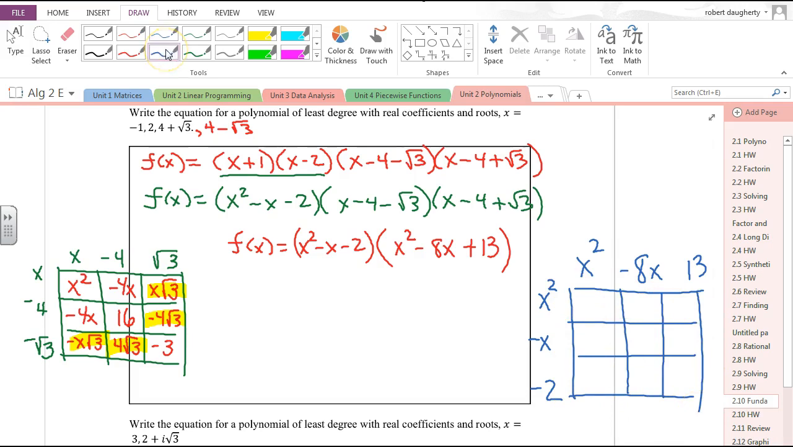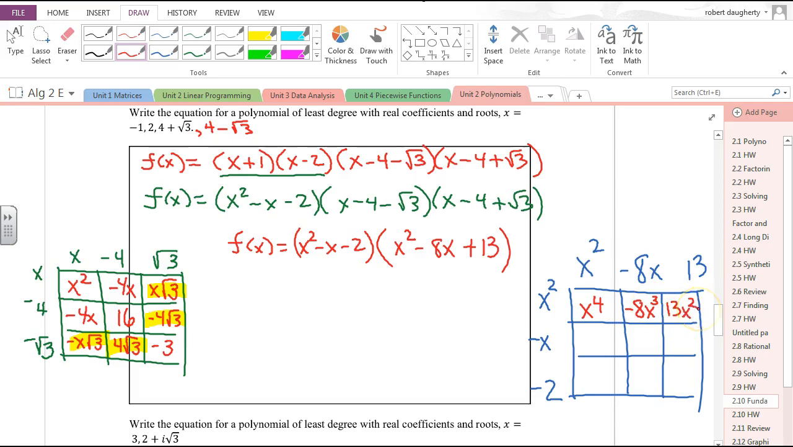What is x squared times x squared? X to the 4th. What is x squared times negative 8x? Okay, I need participation. Negative 8, what? X cubed. What is x squared times 13?